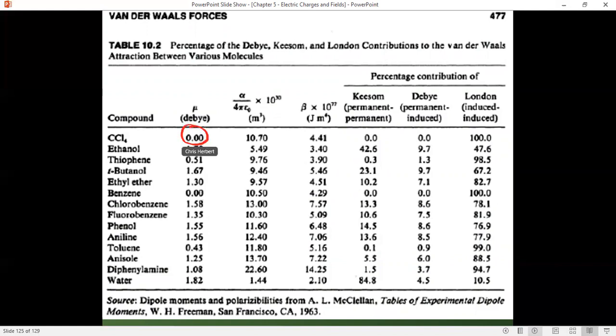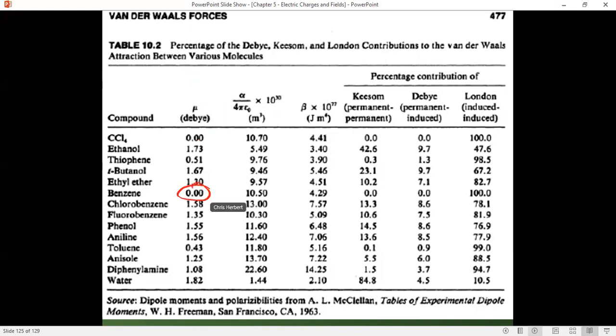Carbon tetrachloride has no dipole moment because you basically have a carbon atom at the center, and on a tetrahedron, different chlorine atoms. Although the chlorine is more electronegative than the carbon, there's no side that has more positive or negative charge than any of the others. Ethanol, of course, is an alcohol, so it has an OH group, making it polar.